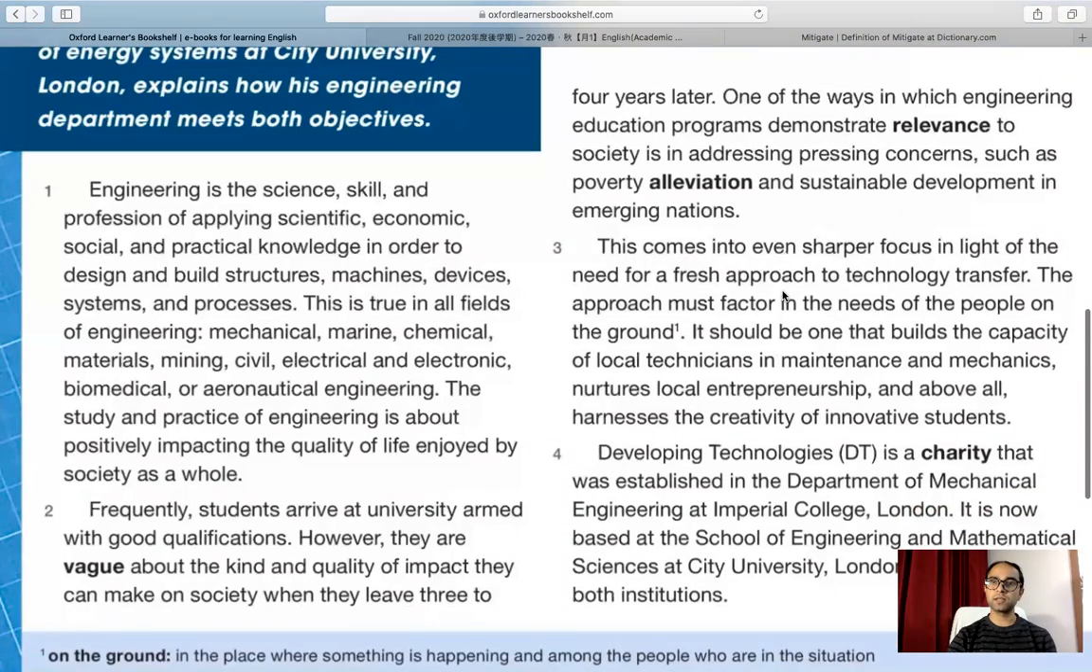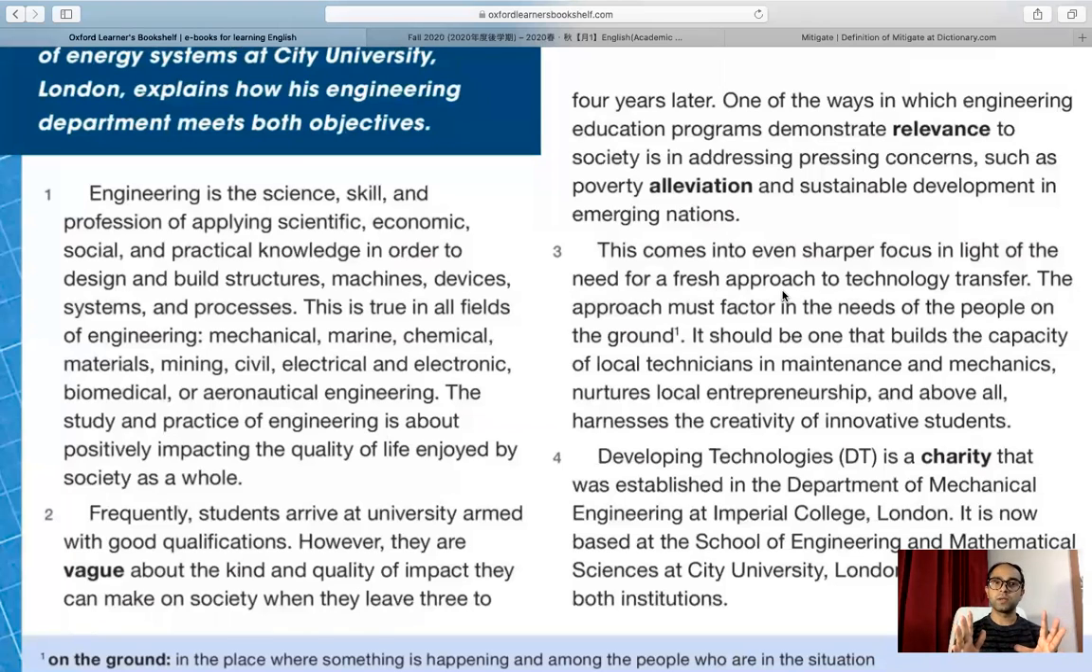Poverty alleviation: the world is suffering from poverty. There are poor people in the world. So people want to decrease, to make the numbers less. People want fewer poor people living in the world. That's called poverty alleviation. Try to remove, try to eliminate, or try to get rid of poverty. Okay? Charity, in this case, developing technologies is a charity, an institution that gives away money, gives away support to people who are in need. That's charity.